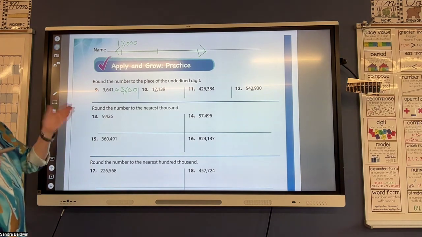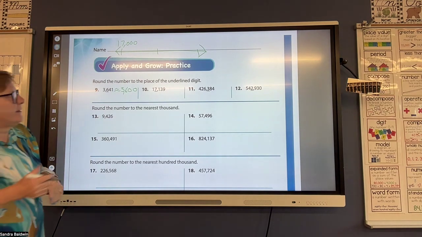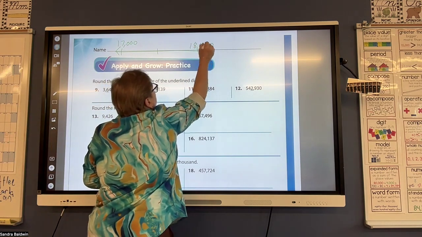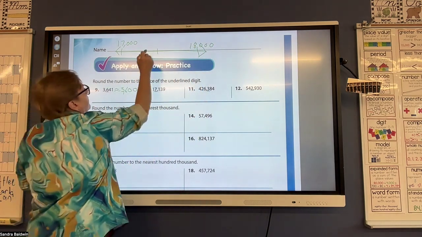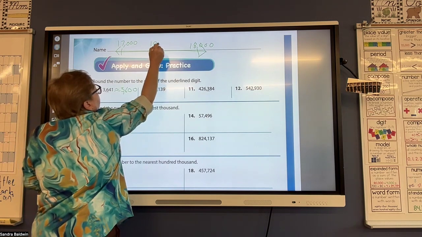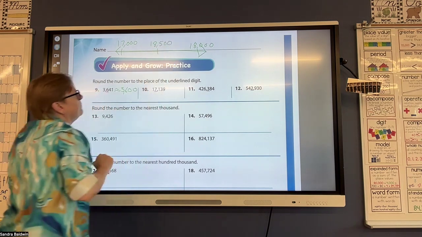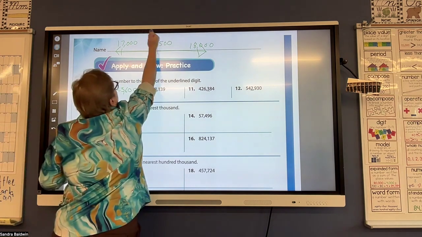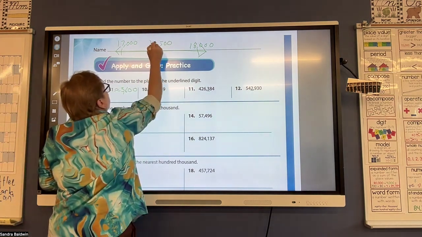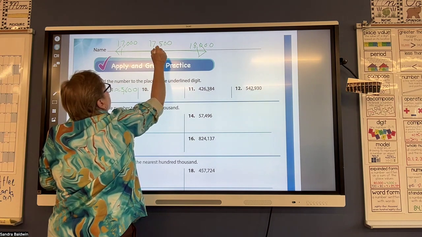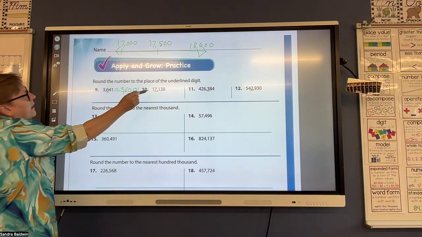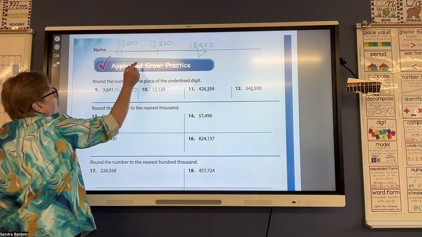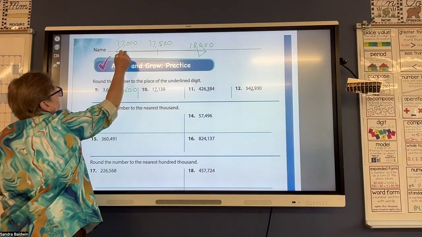17,000. Well, the number after 17 is 18. 18,000. The mid number would be 18,500. So I'm sorry, it's not 18, it's 17,500. I'm going to plot 17,139. It would go about right here.